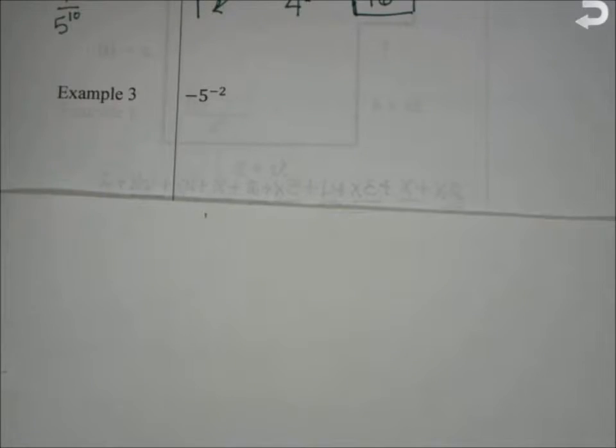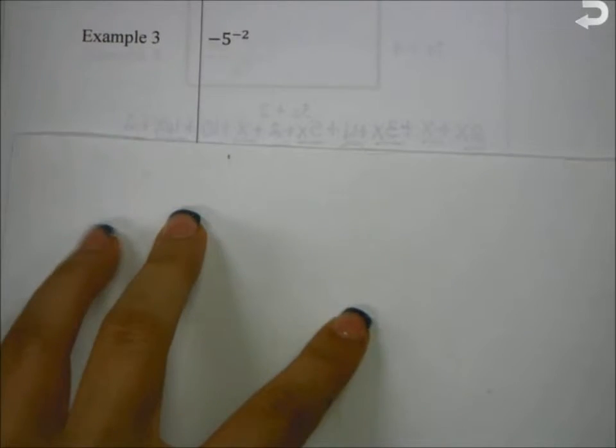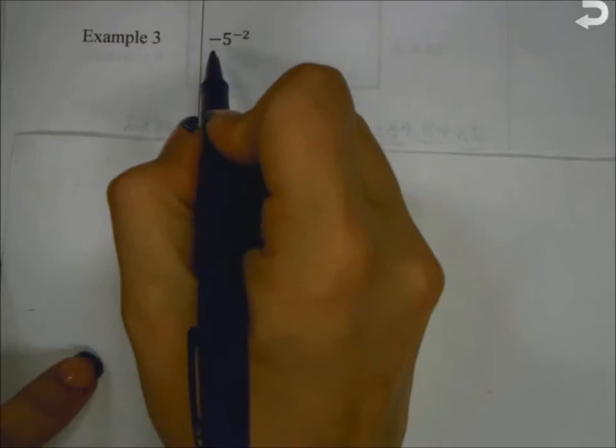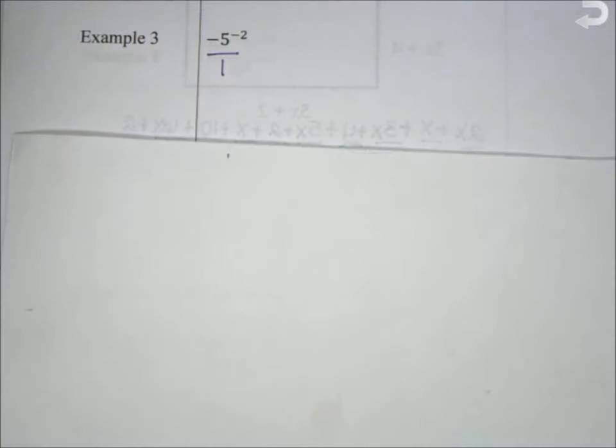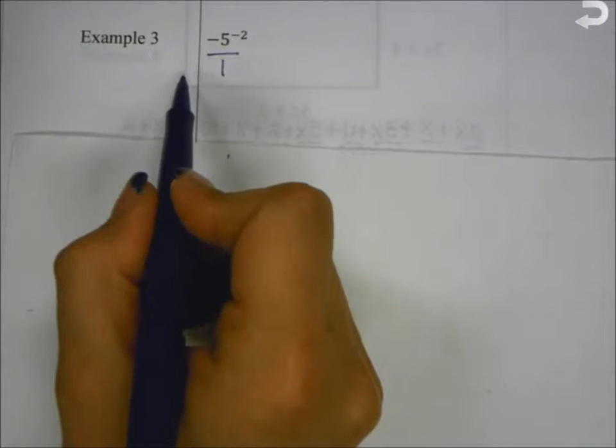I'm going to show you. Okay, example 3. Negative 5 to the negative second power. This is the same as negative 5 to the negative second over 1. I think it's easiest for these negative exponents, if it's not already a fraction, make it a fraction.